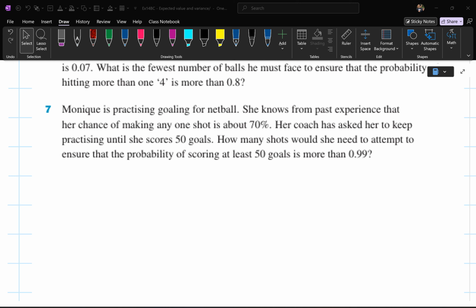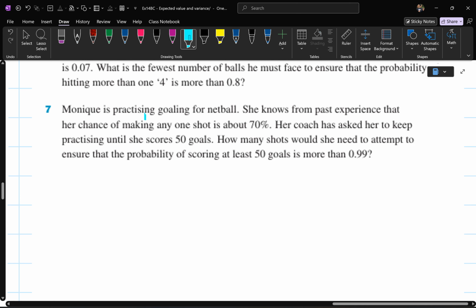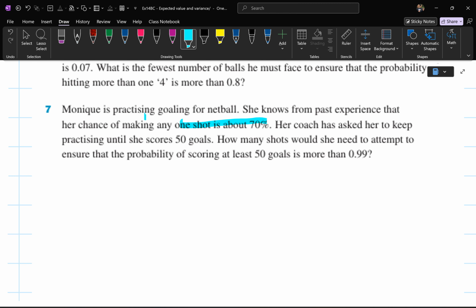It's a very similar problem to the one we were doing just now. This one is saying she is practicing goaling for netball. She knows from her past experience that her chance of making any one shot is 70%. So what they're saying is the probability of success is 0.7. Her coach has asked her to keep practicing until she scores 50 goals. Getting one shot in, that's 1 goal, that's 0.7. But they want a total of 50 goals, right? How many shots? We don't know how many shots are needed at the moment.